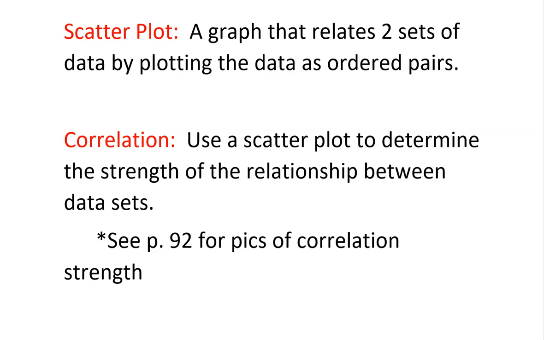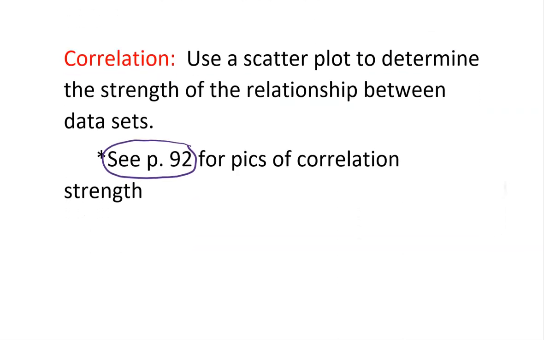Please refer to page 92 for pictures of those correlation strengths. I'll talk about those in a second. A scatter plot is a graph that relates two sets of data by plotting the data as ordered pairs. You'll notice when you look at pages 92, 93, and so on, that none of those dots are connected with lines. We're just plotting data. So a scatter plot means just that, plotting the data, and then we're going to look at the strength of the relationship.